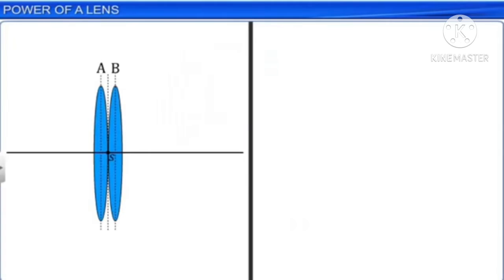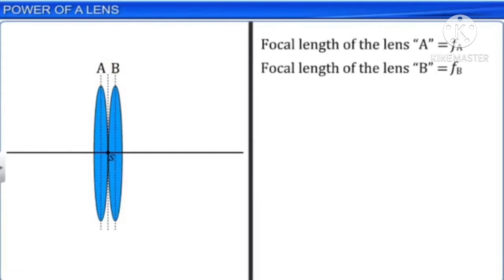Let us now derive an expression for the effective focal length of a combination of two thin lenses A and B with focal lengths FA and FB placed in contact with each other coaxially. Let a point object O be placed at a distance U from the first lens A. Since we deal with thin lenses, all distances can be measured from the contact point of both the lenses, S. This is because, in such a situation, the optic centers of the two lenses will coincide with S.